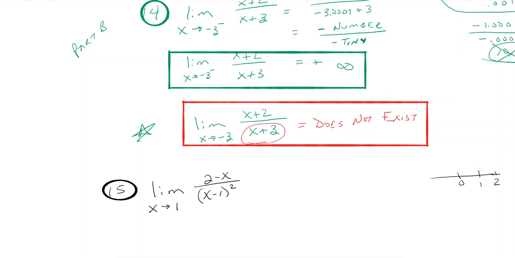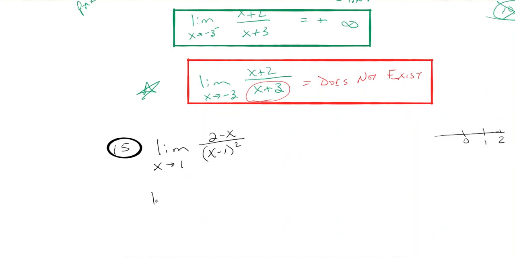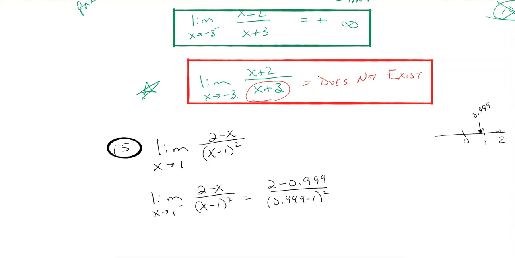So since I'm two-sided, I'm going to do the limit as x approaches 1. Does not matter which one you do first. Let's do the left side. Okay, so the left side would be right here. Be sure that if you're doing the left side, you pick the left number. So let's try a number that's to the left. Would that be something like 0.999? That would be to the left, pretty close, wouldn't it? So you would have 2 minus 0.999 over (0.999 minus 1) squared. Are we okay?